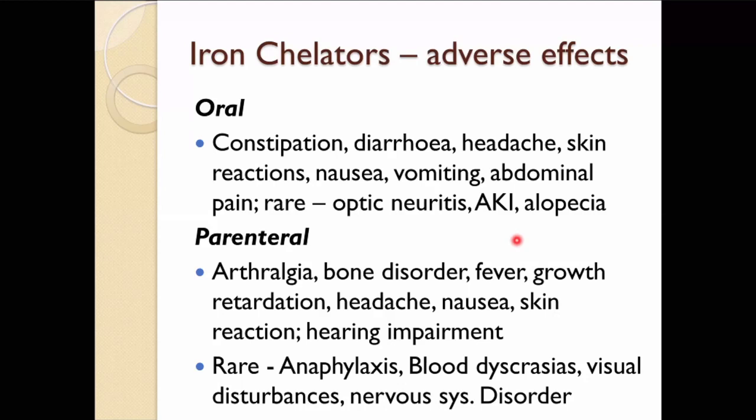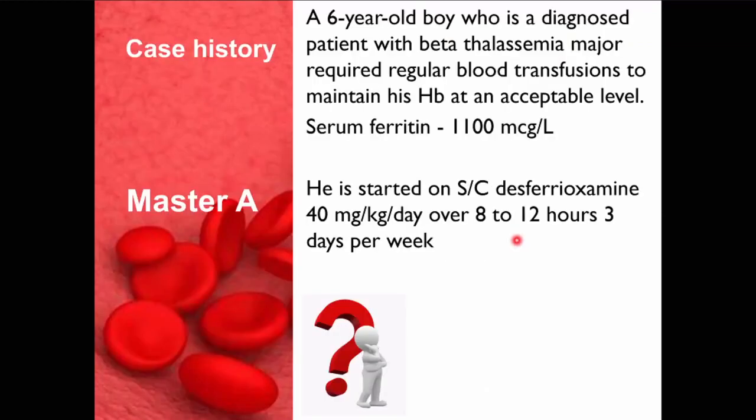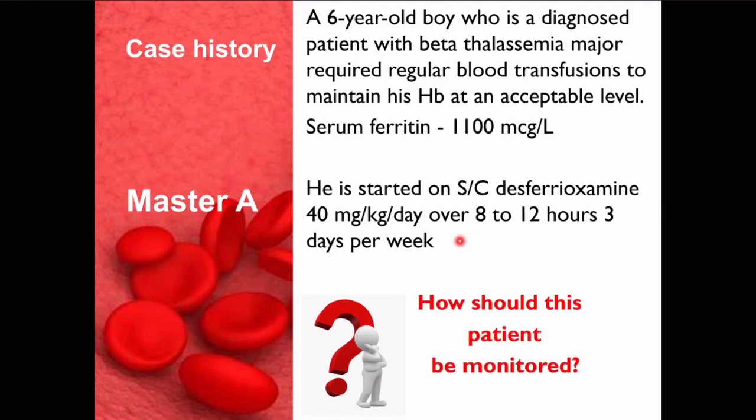Hearing impairment can occur. Very rarely, they can develop anaphylaxis or other blood disorders, like dropping of WBC count, platelet counts, etc. They can develop visual disturbances again. Nervous system disorders are also rare in these patients. So with that knowledge, for this patient we have started desferrioxamine subcutaneous infusions given at 40 milligrams per kg per day, 3 days per week. Once you start this, can you think of how this patient should be monitored?